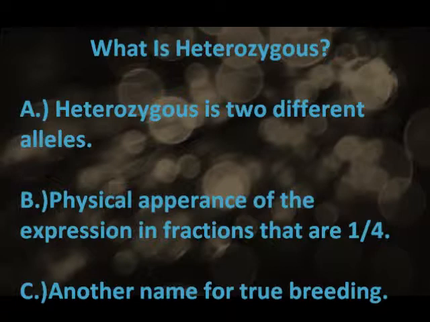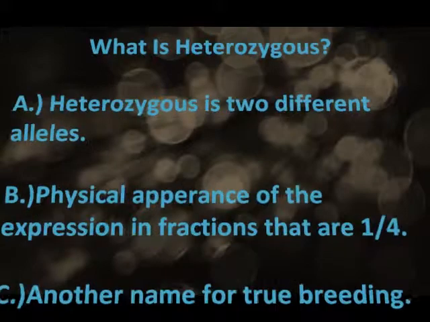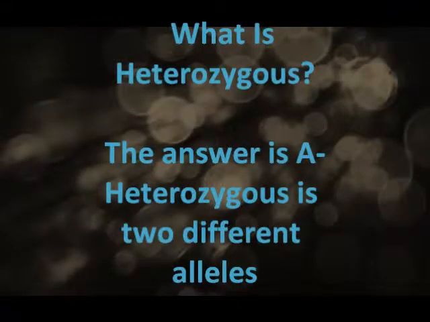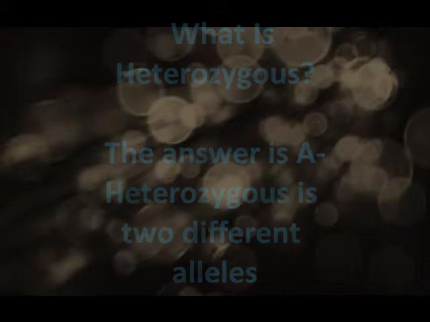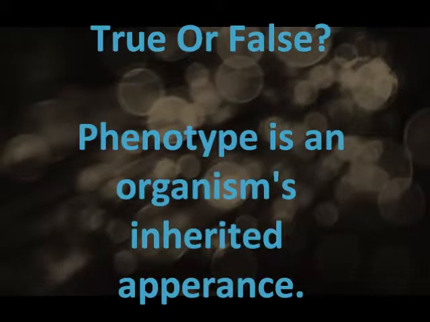What is heterozygous? A. 2 different alleles. B. Physical appearance of the expression in the fractions that are 1/4. Or C. Another name for true breeding. The answer is A. Heterozygous is 2 different alleles. True or false? Phenotype is an organism's inherited appearance. The answer is true.